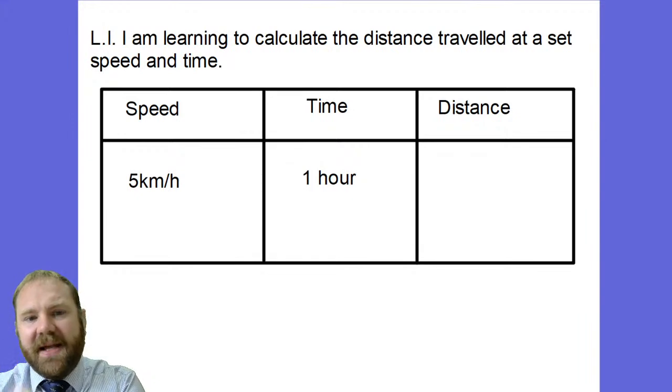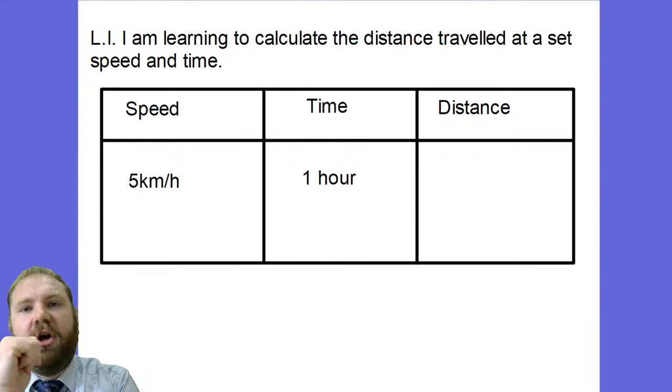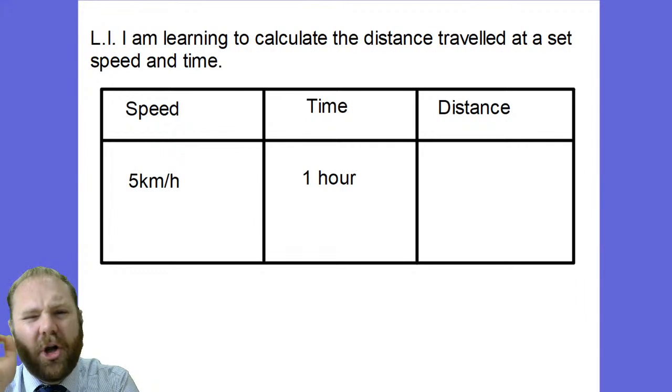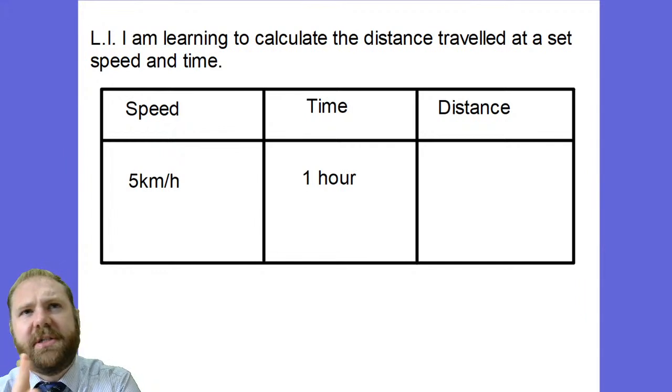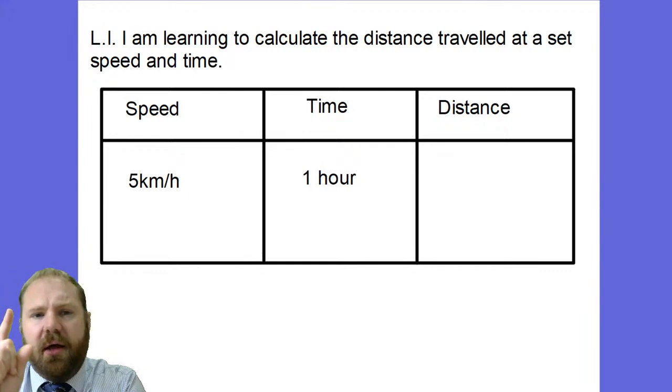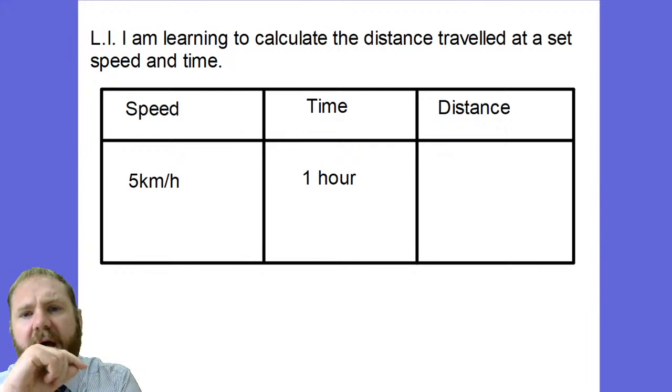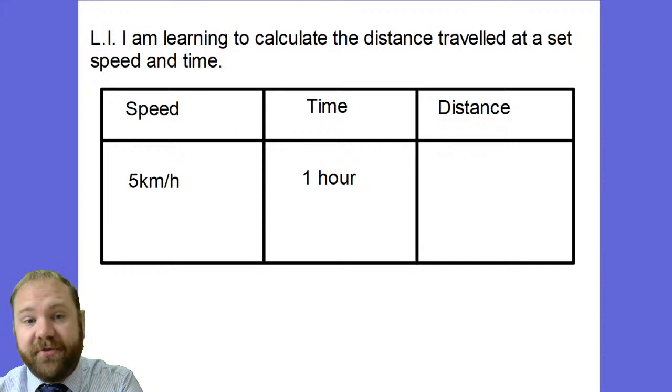So let's say I'm traveling 5 kilometers per hour. There's a clue in the word there. 5 kilometers per hour. I'm traveling 5 kilometers per hour, and I do that for 1 hour. How far am I going to have traveled?